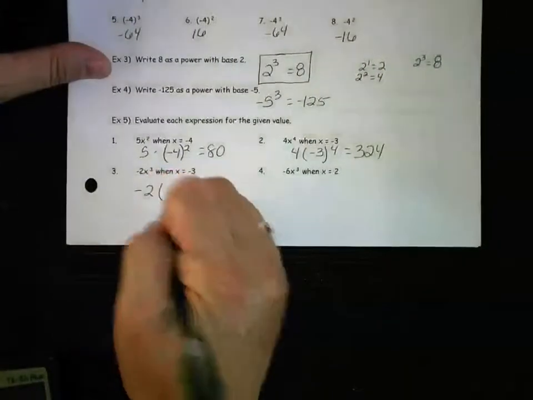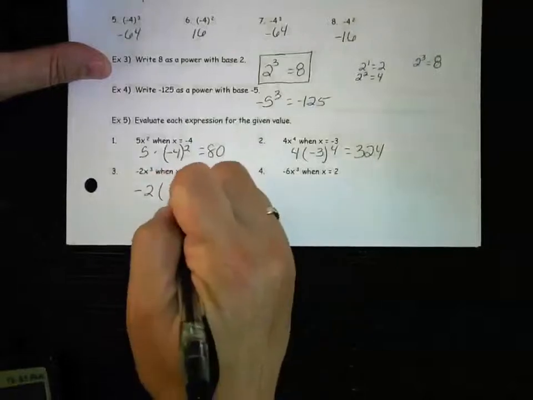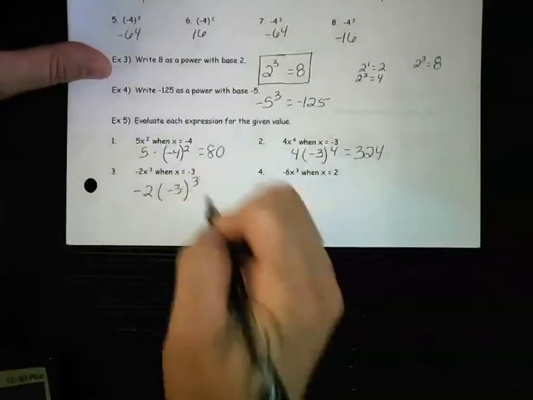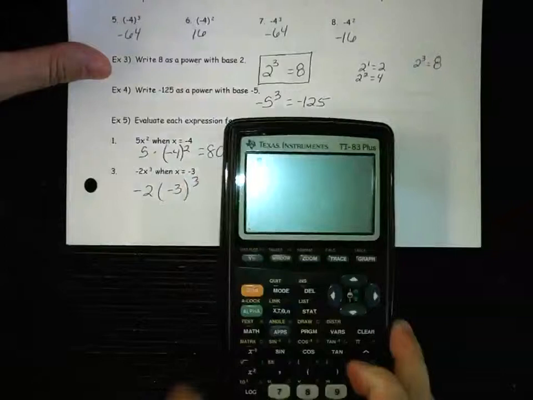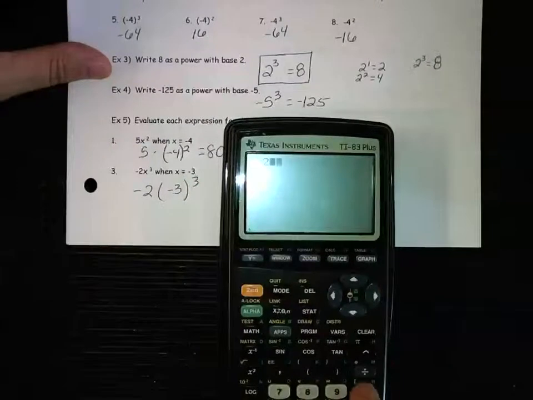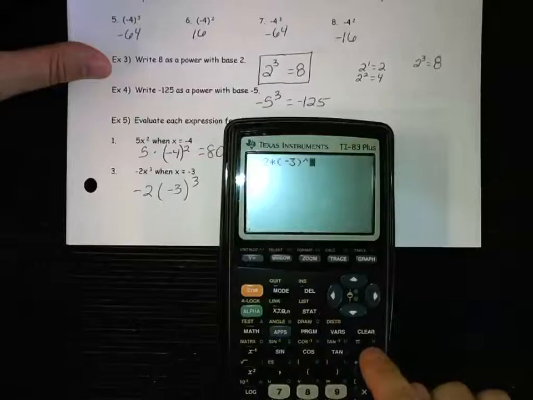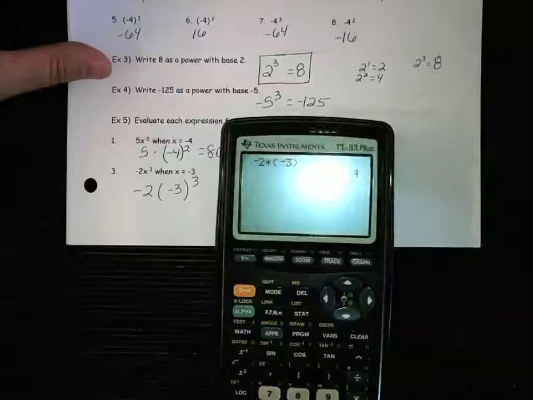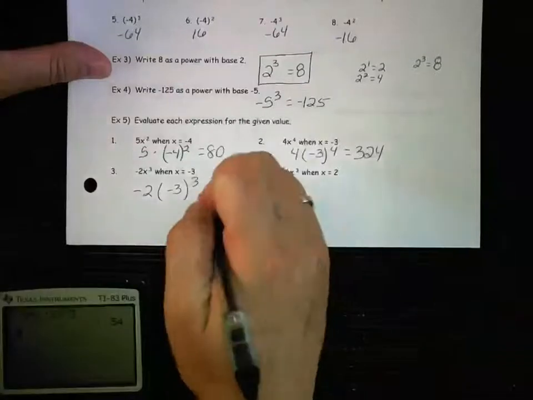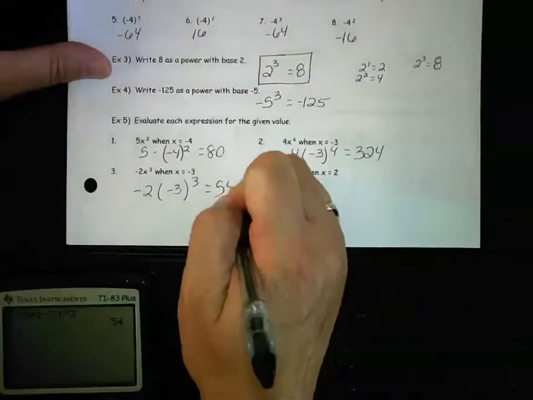Number 3, we have negative 2 times negative 3 to the 3rd power. So negative 2, we have to have those parentheses. And then I do up arrow 3. And that becomes a positive 54.